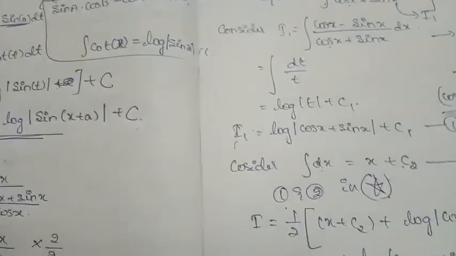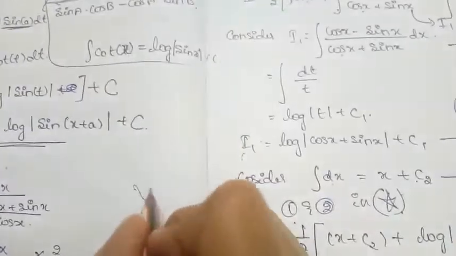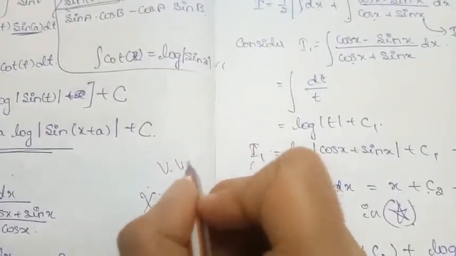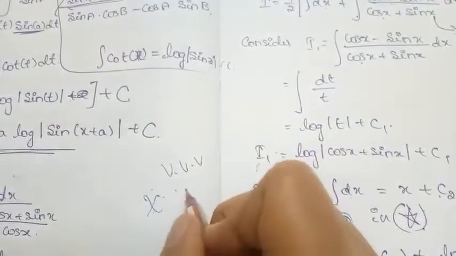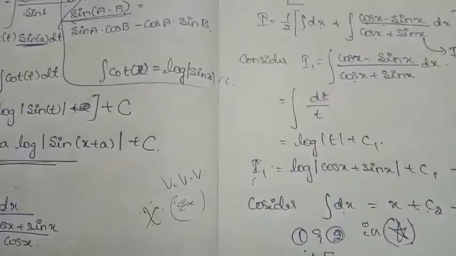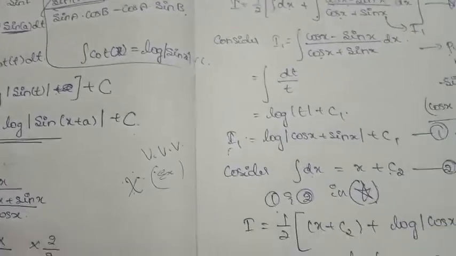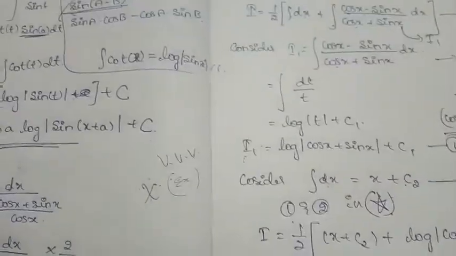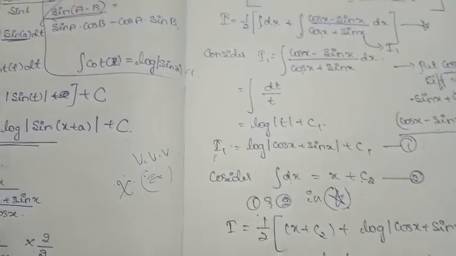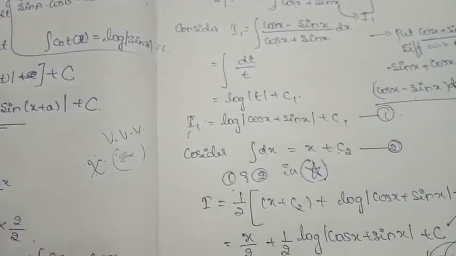Sin cube x into cos square x. All these three questions are very important because they are solved in the examples, which are much different from the example exercise questions from 7.2. So these are very important. You can expect these questions in your board examination also. So please understand all these three types of questions and work on them.